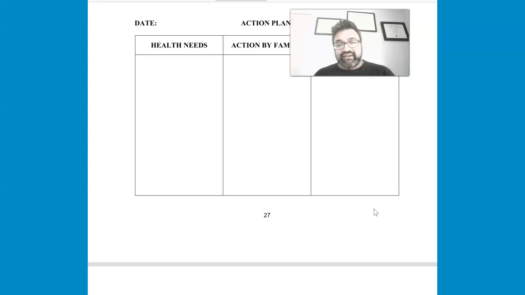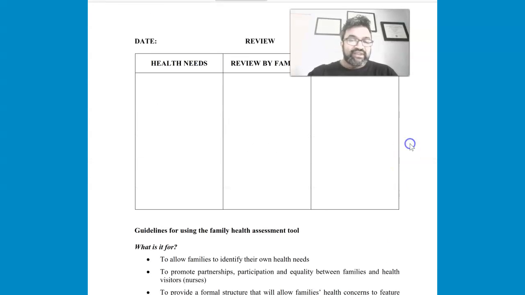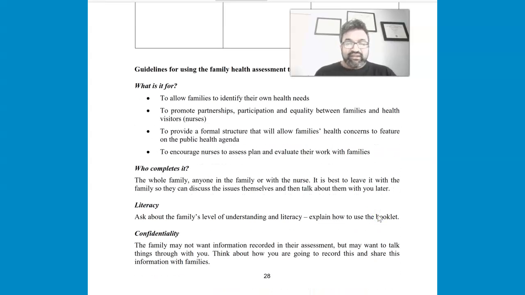And then the action plan accordingly. So, what are the needs? The action by family, and any action by the health visitor that needs to be done. So for this assessment tool to be used, it needs to be completed at a literacy level that the families are comfortable with. And if you're in a place where there may be multiple languages spoken, you want to be sure that you're speaking the language that is understood locally to administer this questionnaire.